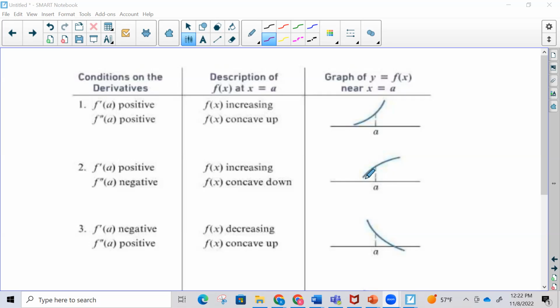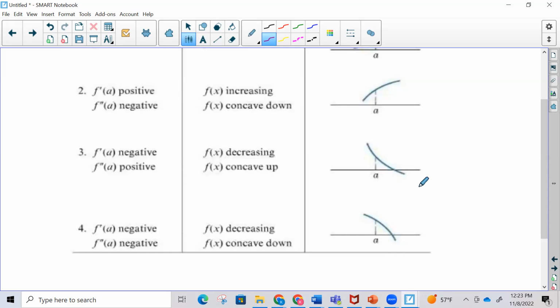Okay, this graph is increasing but concave down. So f of x is increasing, which means the first derivative at A is positive. Because f of x is concave down at A, f double prime of A is negative.